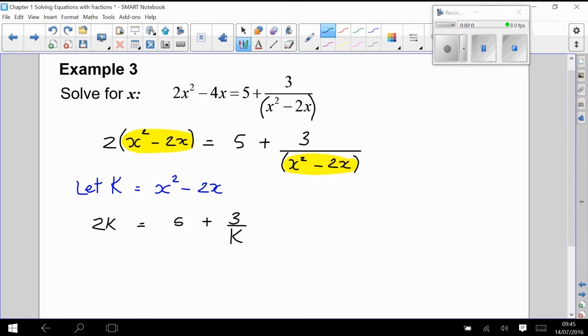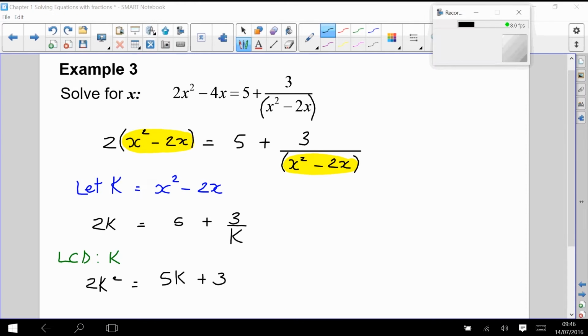Now you can see that if I find my LCD, it is going to be k, and by checking my previous denominators to see which numerators need this new factor, my left-hand side is going to definitely need it because it had been over 1. So it becomes 2k squared. The first term on the right also needs it, so it becomes 5k. But the last term on the right had a k already, and so it falls away. I can see now that I have a very nice quadratic equation that I can solve.